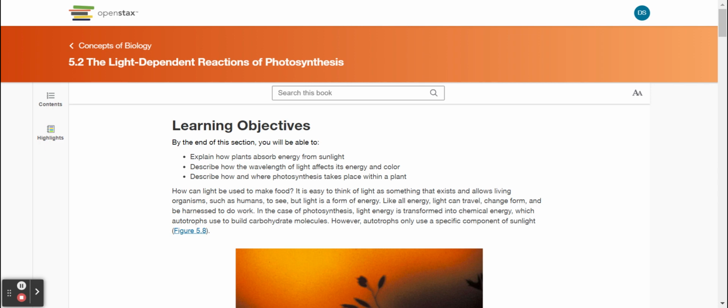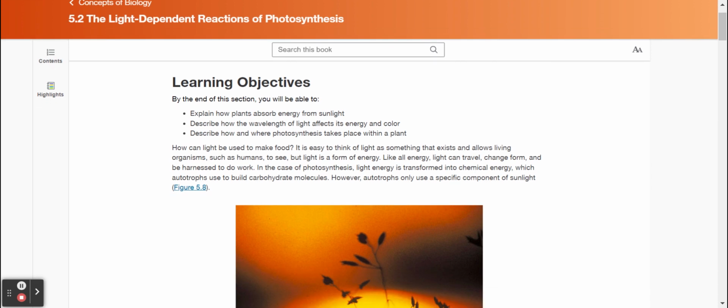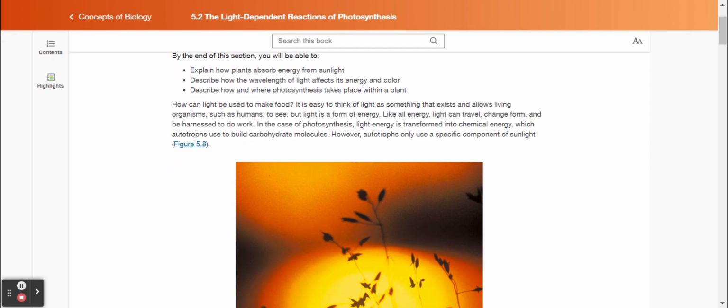How can light be used to make food? It is easy to think of light as something that exists and allows living organisms, such as humans, to see, but light is a form of energy. Like all energy, light can travel, change form, and be harnessed to do work. In the case of photosynthesis, light energy is transformed into chemical energy, which autotrophs use to build carbohydrate molecules. However, autotrophs only use a specific component of sunlight.